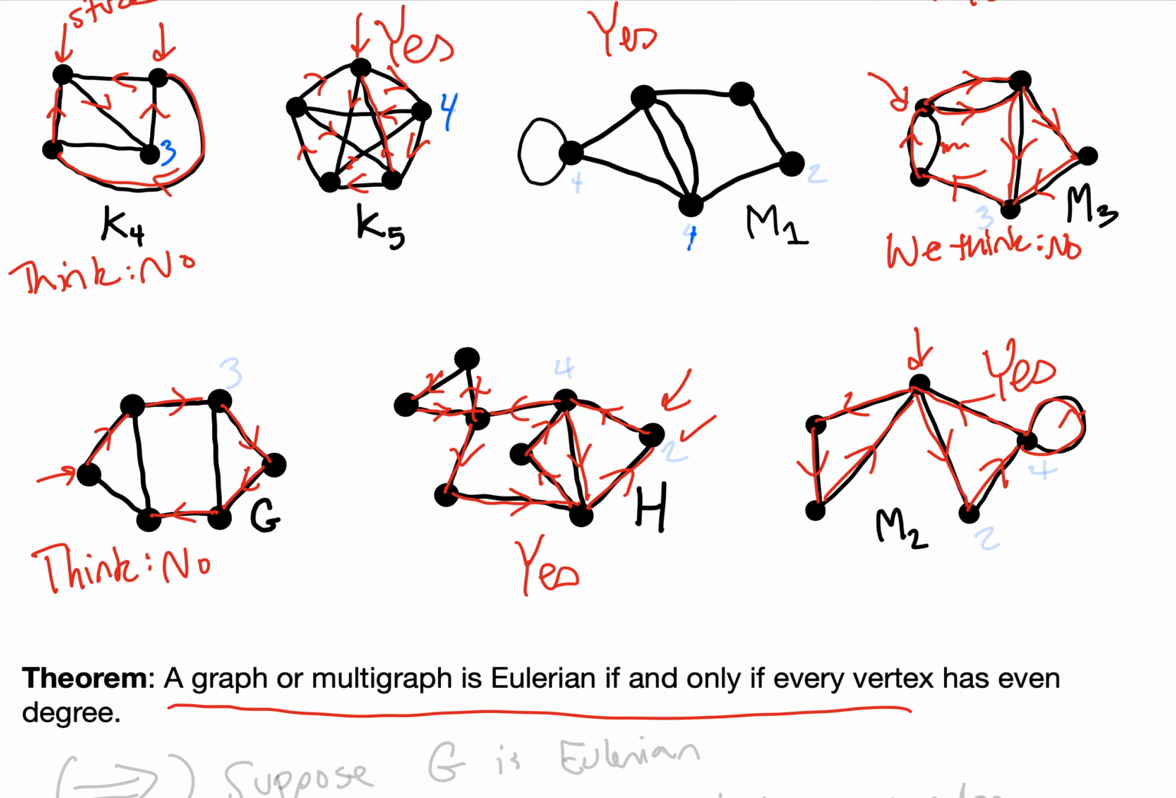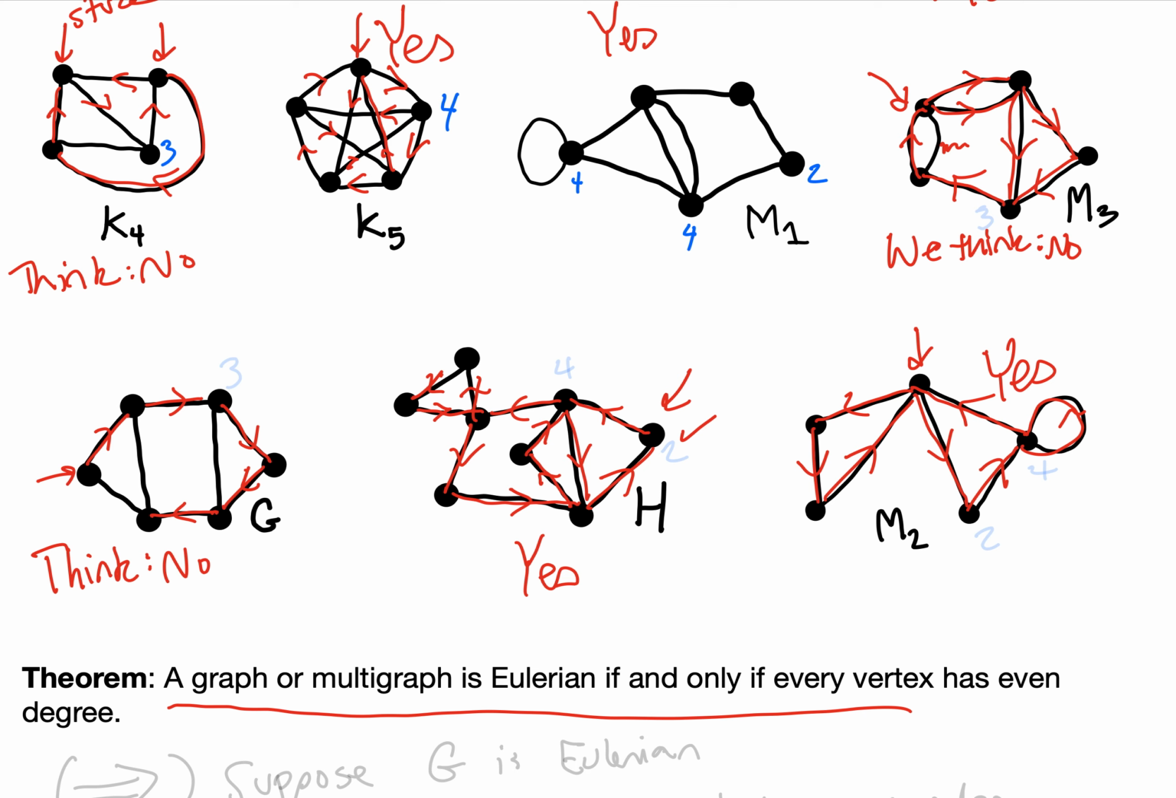K5, the answer was yes. In K5, all the vertices have degree 4. They are all even degree. If we look at M1, remember that loops contribute 2 to the degree of a vertex. So that vertex has degree 4. This vertex has degree 4 as well. This vertex has degree 2, and so on. Each of those vertices has even degree.